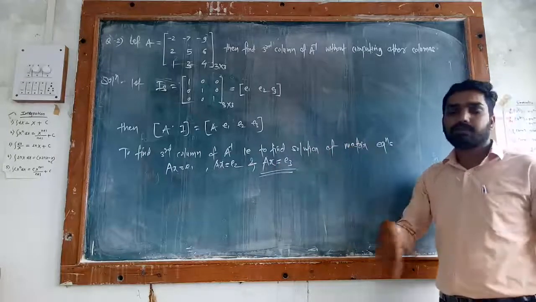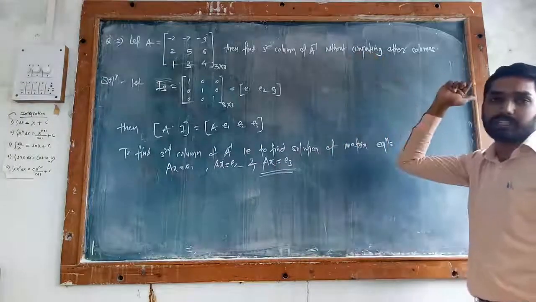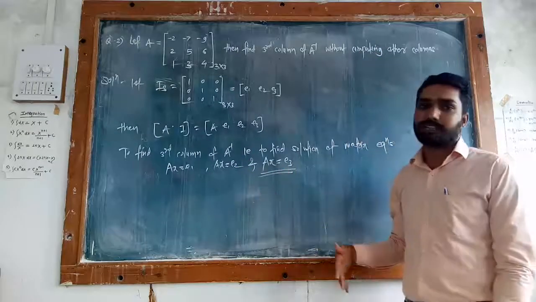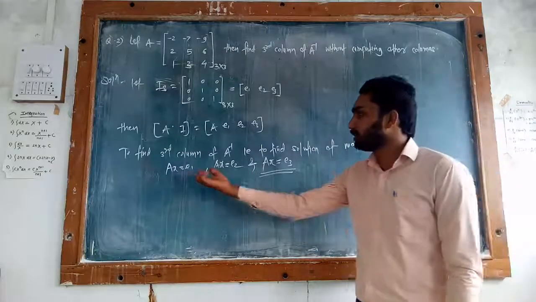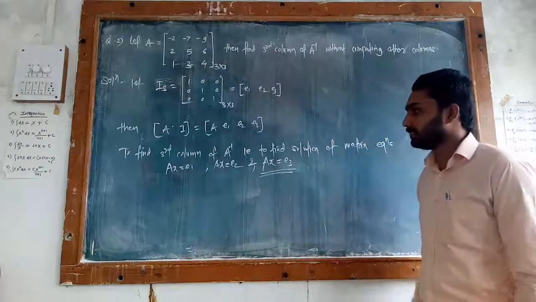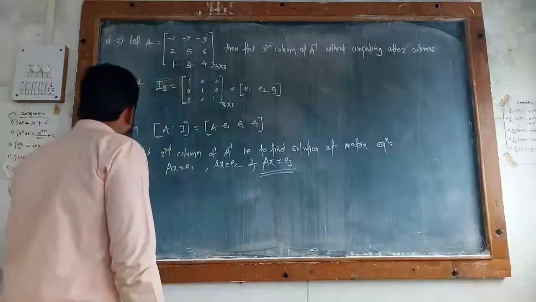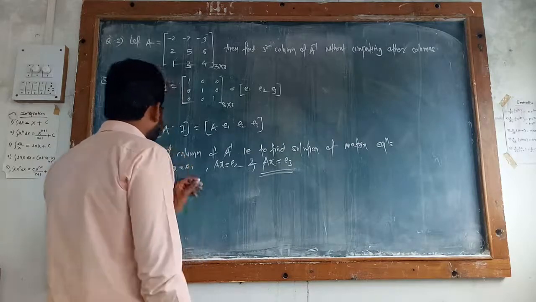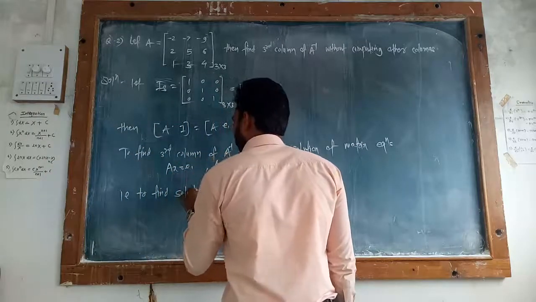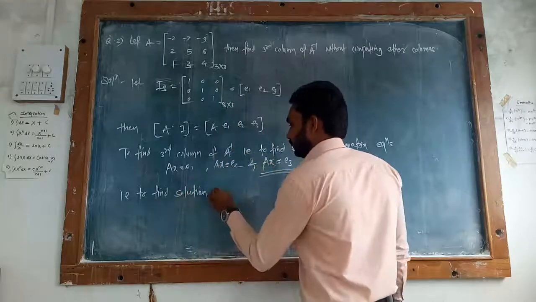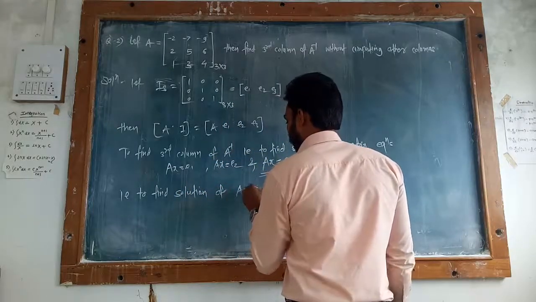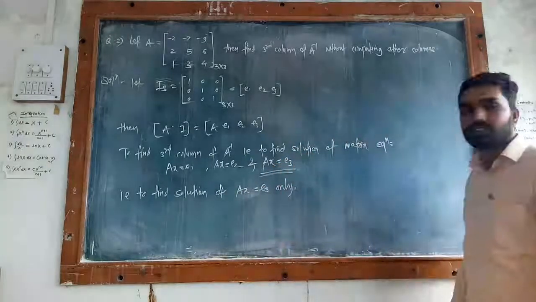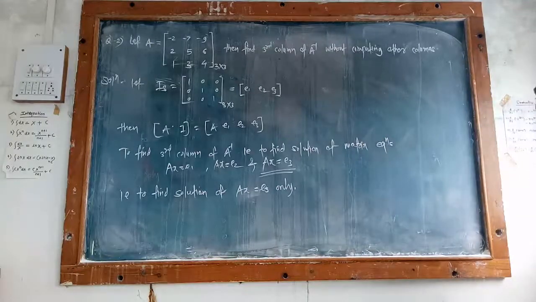Ax equal to E3. If we have to find the second column of A inverse, we have to solve only the second equation, that is Ax equal to E2. And if we have to find the first column of A inverse matrix, we have to solve only Ax equal to E1. So therefore, that is to find the solution of Ax equal to E3 only, right?